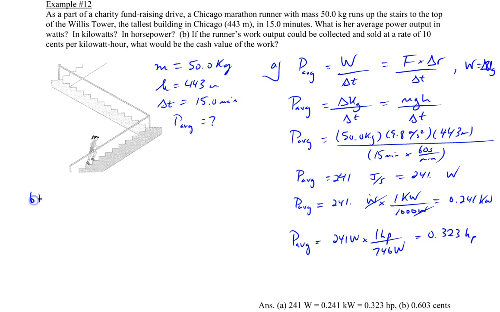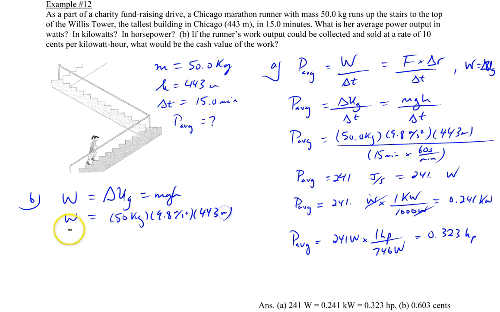So now part B, we're looking at what would be the total cash value for her work done. Now, the work is equal to the potential energy, and the potential energy would be just mgh. And so that mass again was 50 kilograms times 9.8 meters per second squared times the height of 443 meters. And so this gives you an answer of 217,070 joules.